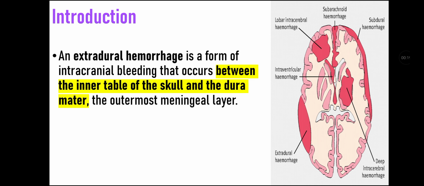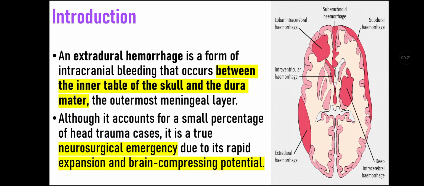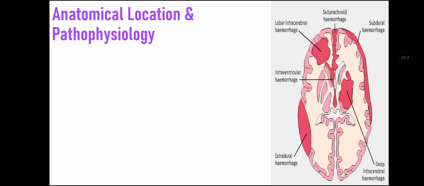An extradural hemorrhage is a form of intracranial bleeding that occurs between the inner table of the skull and the dura mater, that is the outermost meningeal layer. Although it accounts for a small percentage of head trauma cases, it is a true neurosurgical emergency due to its rapid expansion and brain-compressing potential.